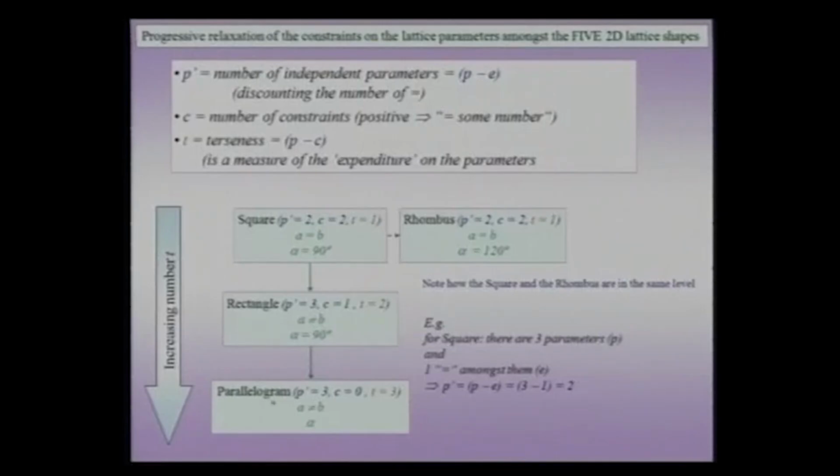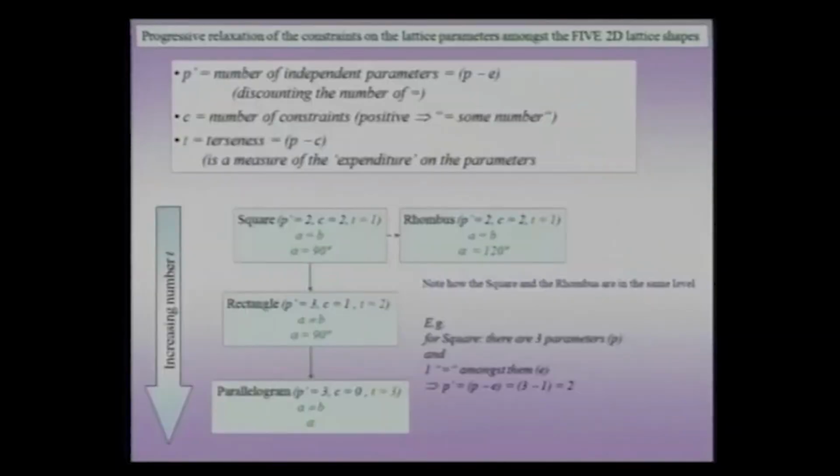If you look at the parallelogram lattice, the A, B and alpha are all general, that means the number of constraints is 0, therefore 3 minus 0 is equal to 3, the terseness value is 3, and therefore the parallelogram lattice falls at the lowest level as far as the expenditure on the lattice parameter goes.